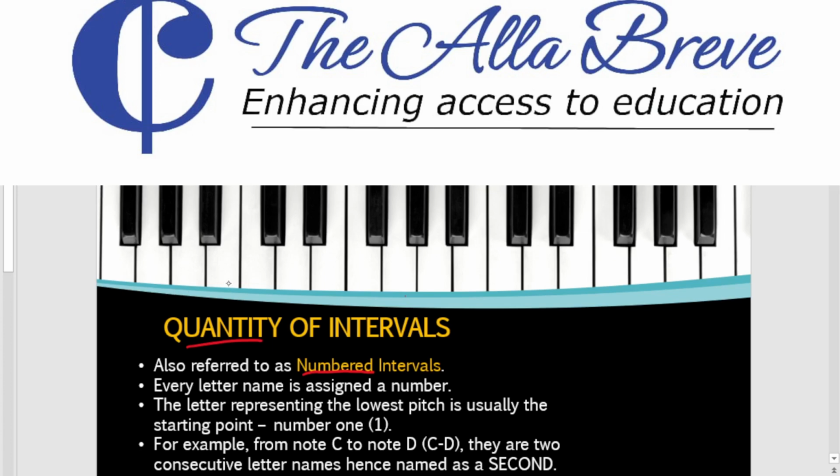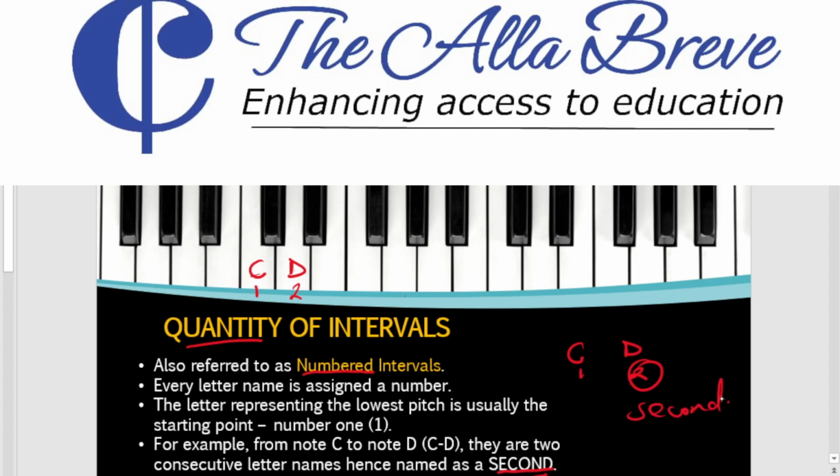So, if we consider C and D, we have two letter names. Letter 1 starting with C, letter 2 starting with D. So the interval between C and D will be called a second. Why? It is a numbered interval. It only involves two letters, letter C as 1 and the letter D as 2. We call it a second.